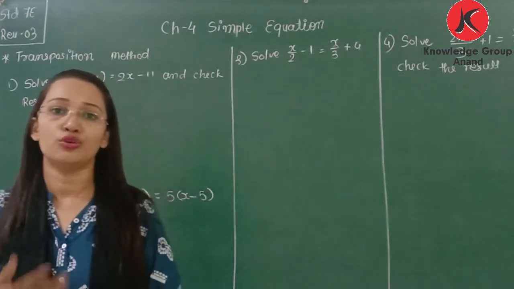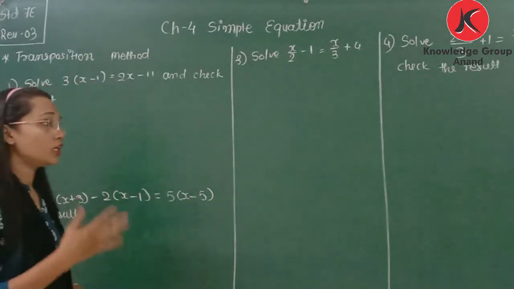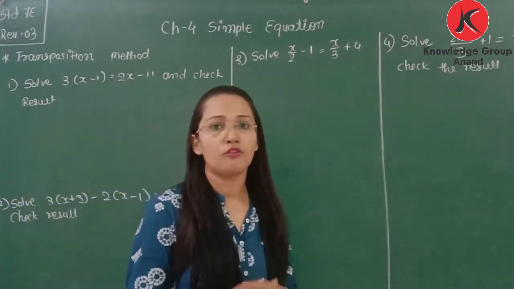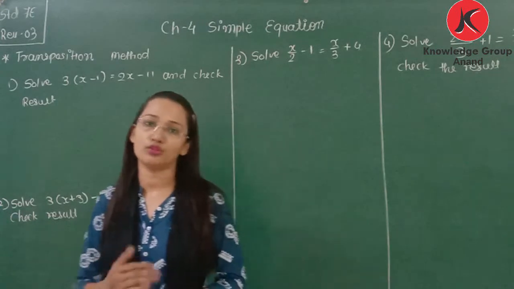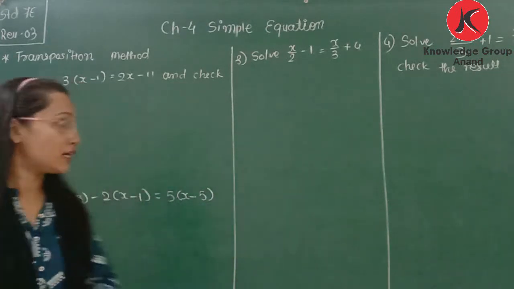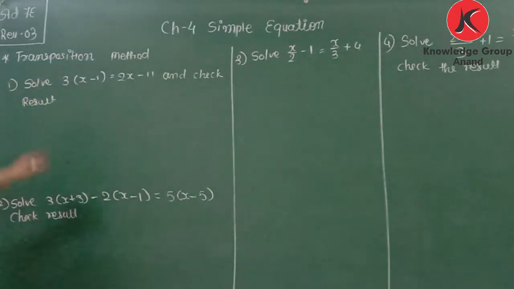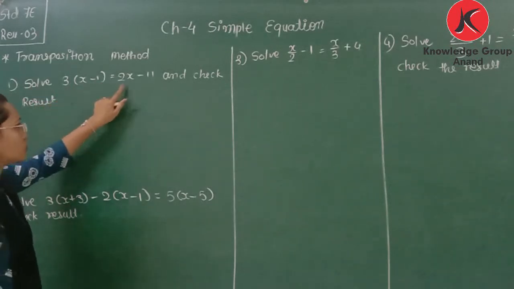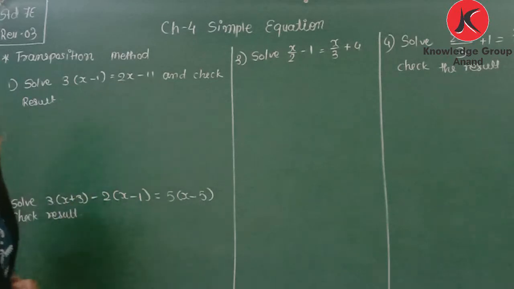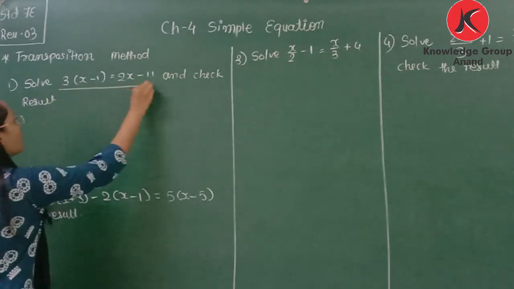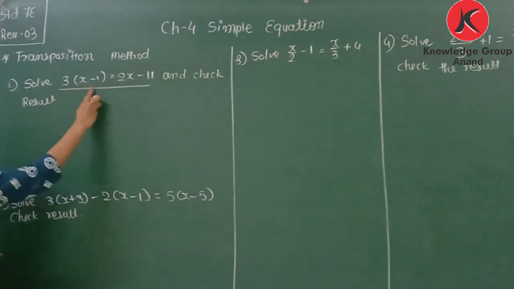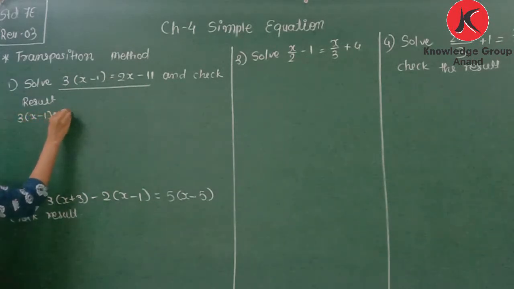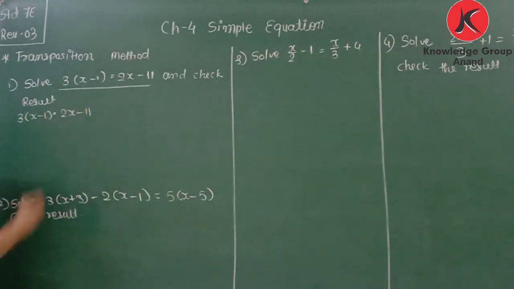Transposition method means that if you want to find the variable, then you need to take the number from the left to right or right to left. So let's start with the example. First, solve 3(x minus 1) is equal to 2x minus 11 and check the result. So our equation is this one: 3(x minus 1) is equal to 2x minus 11.